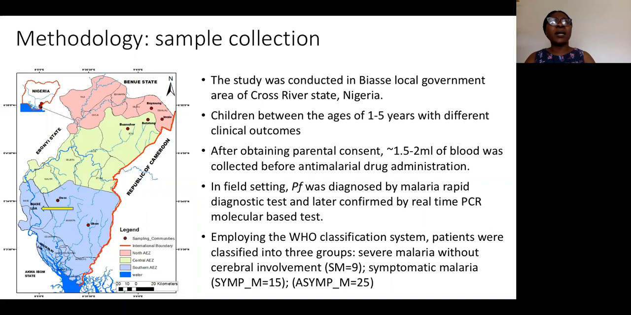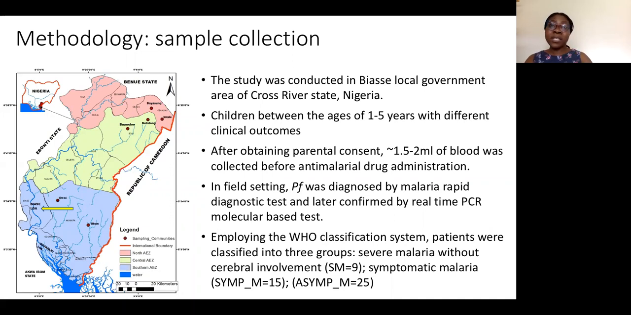According to the World Health Organization, to classify children as having severe condition, they should have more than 100,000 parasites per microliter of blood. Their hemoglobin level should be less than 7 grams per deciliter. They should also have a packed cell volume below 20. So using this World Health Organization classification system, we were able to recruit children into these 3 arms.